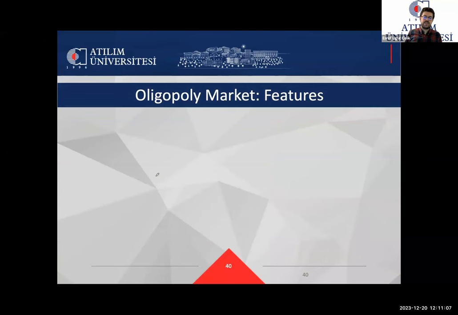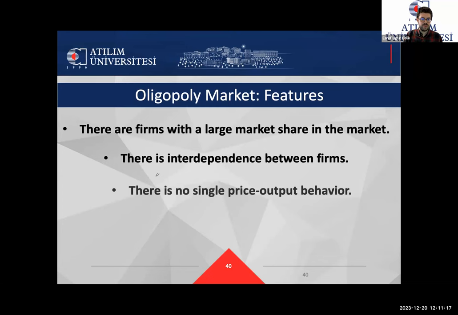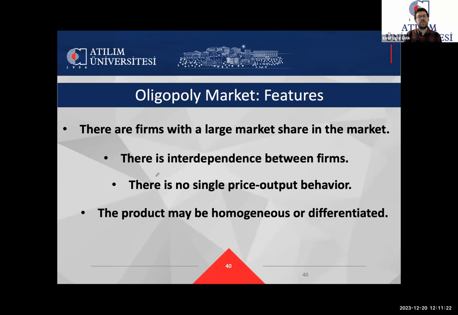What are the features of the oligopoly market? There are firms with large market share. There is interdependence between firms. There is no single price-output behavior. Products may be homogeneous or firms may differentiate their products.